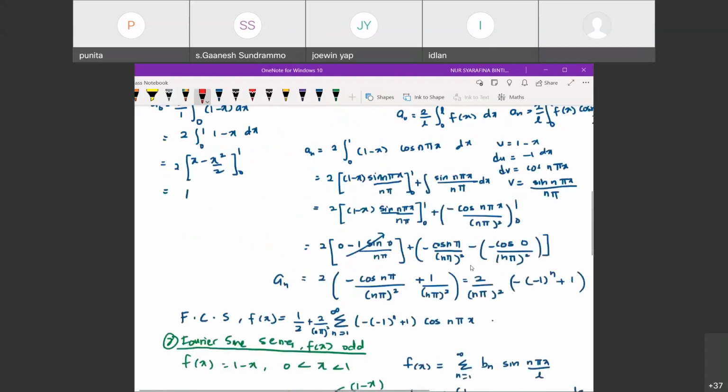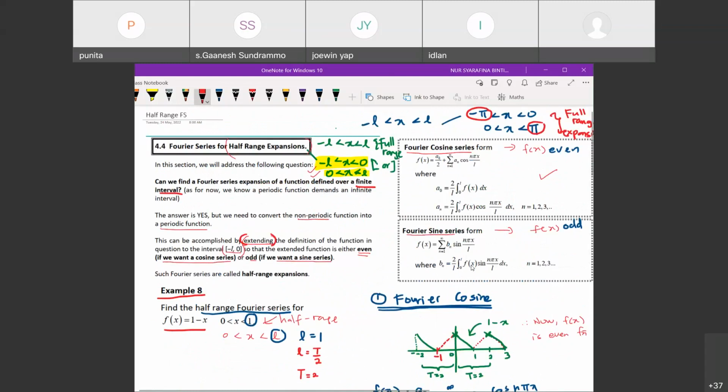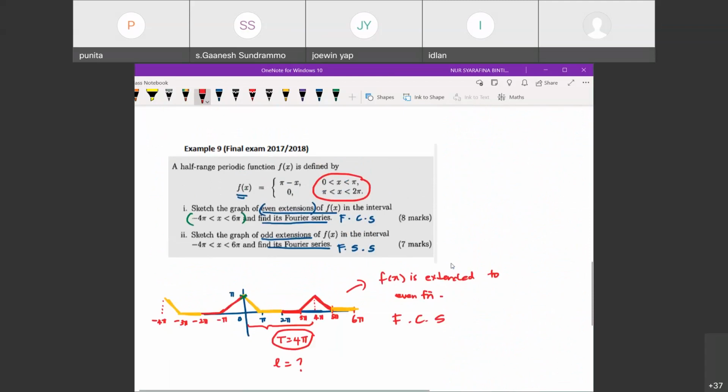Otherwise, for this case, for the previous example, it is easy because the given range is already in terms of half range for one function from 0 to L. You know that this is your L. But for this case, you are given in terms of piecewise, you need to plot, you need to extend, and then you can find your t, and then you can find your L, where L equals to t over 2, which is 2 pi. Okay, is that clear?